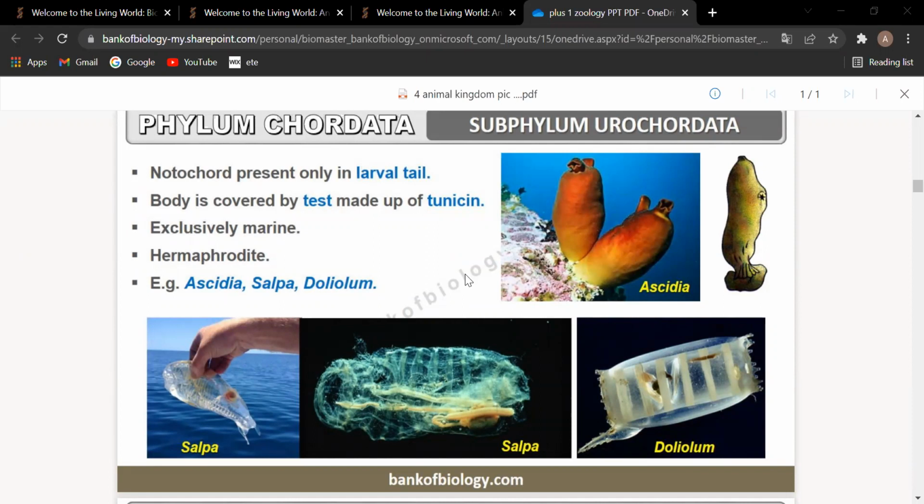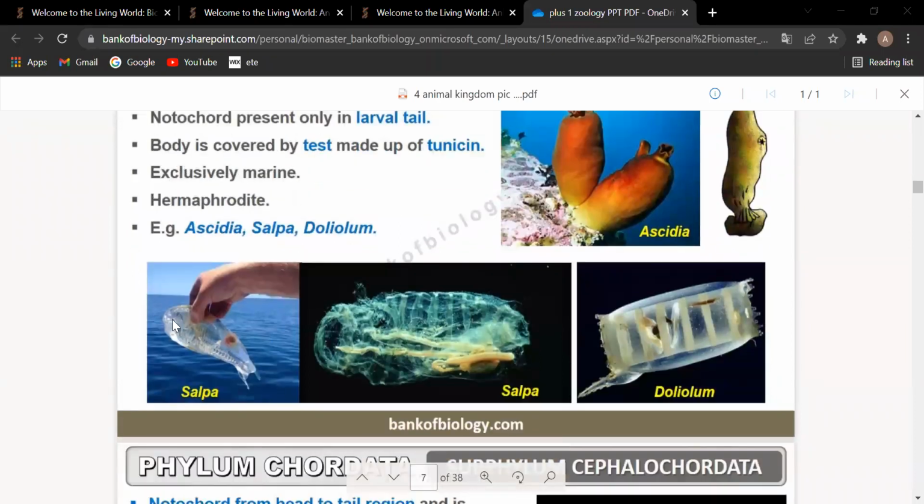So look at their diagram. Tunica is also the same thing. Yes, tunic, tunica, test, everything is the same. Covering. So see here, you can see the salpa. How does it look? See, it looks transparent. Look at this also. This is Doliolum. Okay. So here the notochord is going to be only present in the larval tail. It's not going to be present in the adults also. Fine.